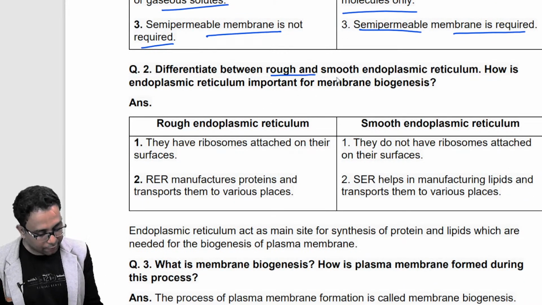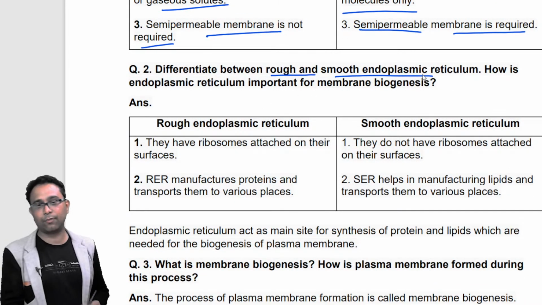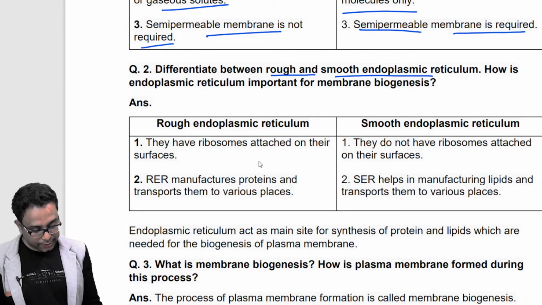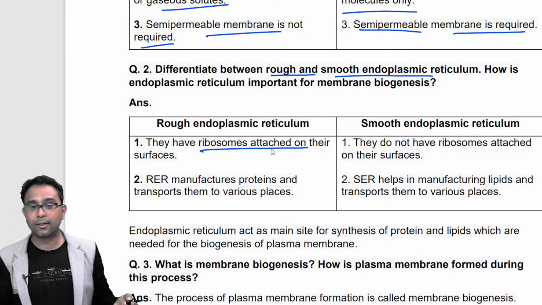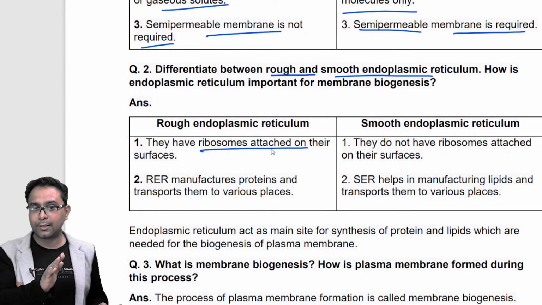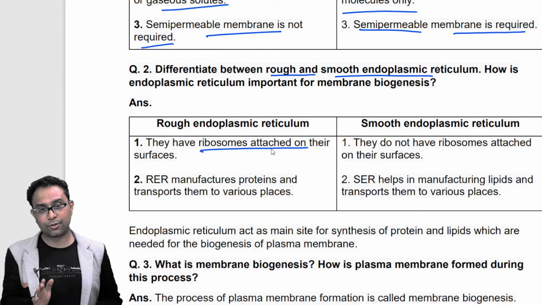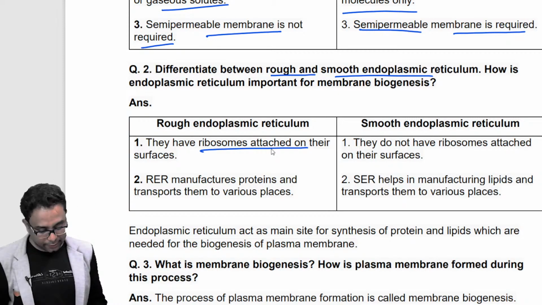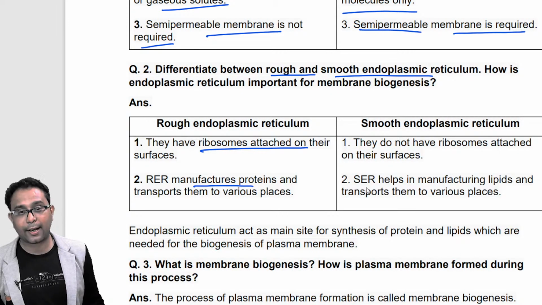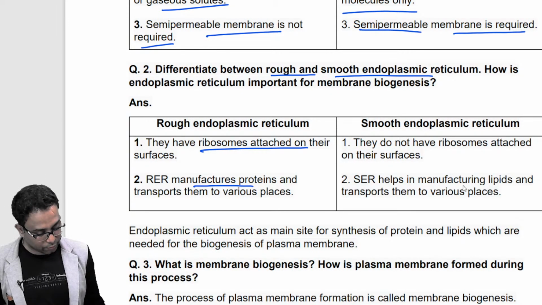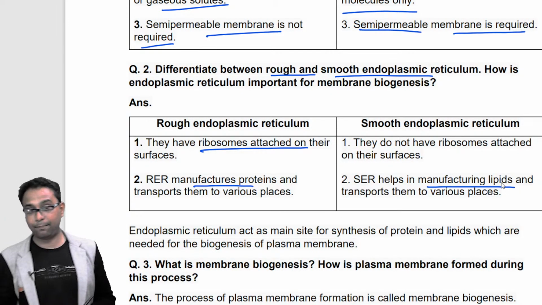Difference between rough and smooth endoplasmic reticulum. In the rough endoplasmic reticulum, ribosomes are attached on the surface. In the smooth endoplasmic reticulum, the ribosomes are not attached to the surface. RER helps in manufacturing proteins. On the other hand, the smooth endoplasmic reticulum helps in manufacturing lipids.